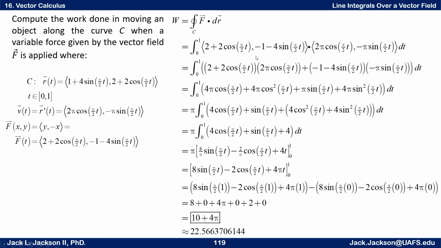So we need to do this dot product. So remember, it's the first times the first plus the second times the second. So it's just this term times this one here, plus this one times that one, which is what I have right here. Over here, I'm going to distribute this. So let's see, 2 times 2 pi is 4 pi, and then we got times cosine of pi over 2t. 2 times 2 is 4, and then you still got a pi from here. Cosine of the same angle multiplied together is cosine square of that angle.